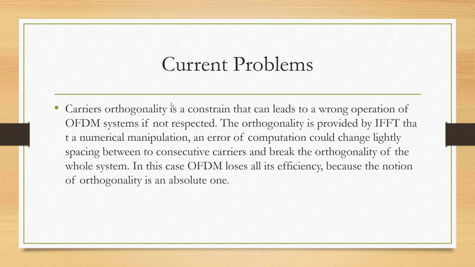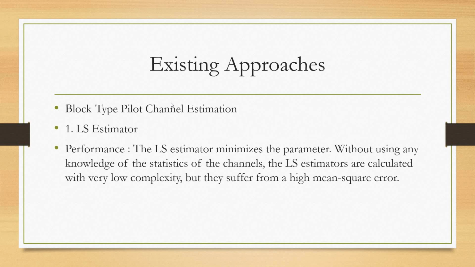not respected. The orthogonality is provided by the IFFT, which is a numerical manipulation. An error of computation could change the spacing between two consecutive carriers and break the orthogonality of the whole system. In this case, OFDM loses all its efficiency because the notion of orthogonality is an absolute one.